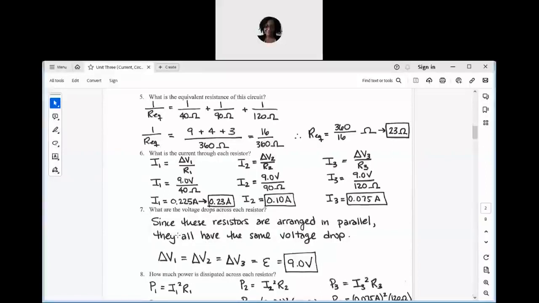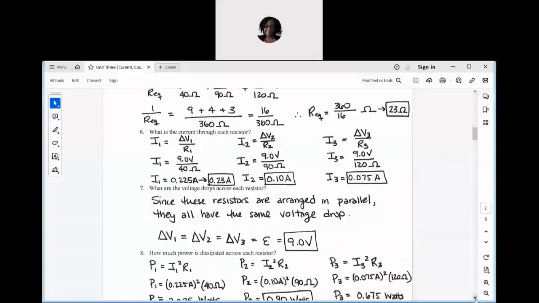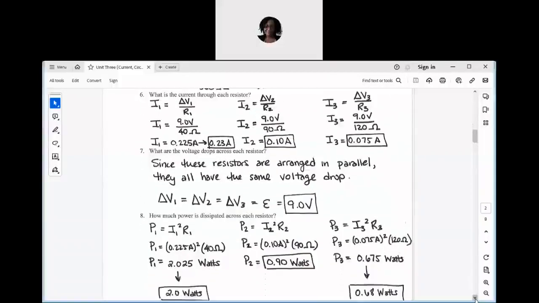So number 7, the voltage drops across each resistor just by virtue of the fact that they are arranged in parallel. That means that each resistor gets the full 9-volt potential difference. So the currents are going to be different in each branch because R1, R2, and R3 are not all equal. But the delta V across that branch, or each branch, is going to be the same. That's just a property of how parallel circuits work.